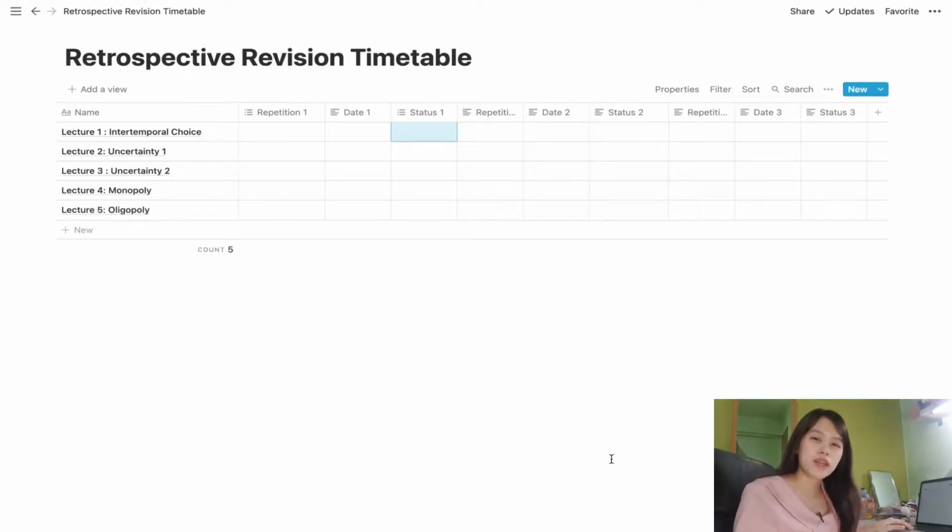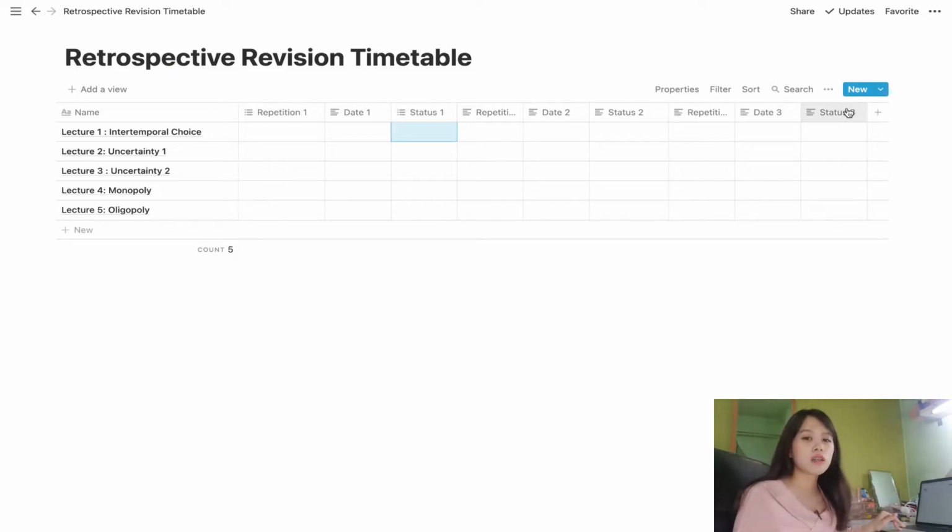Don't worry if the term sounds scary, because I'm going to teach you step by step on how to do this. The app I'm using is Notion, which is completely free of charge, but you can also use Excel sheets or Google Sheets for this. So the first step would be to check what are the chapters that will be covered in your exam, and then list them down. And then next, create columns for repetition, date, and status, and repeat these 3 times.